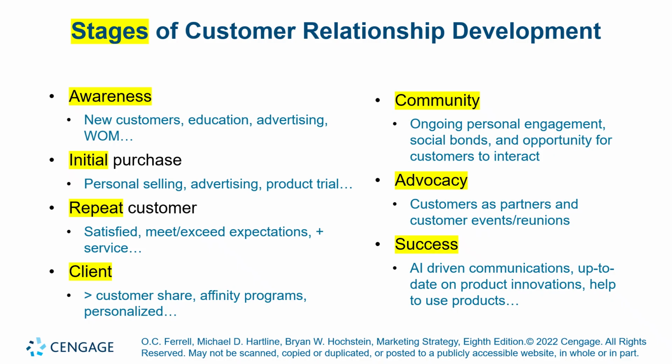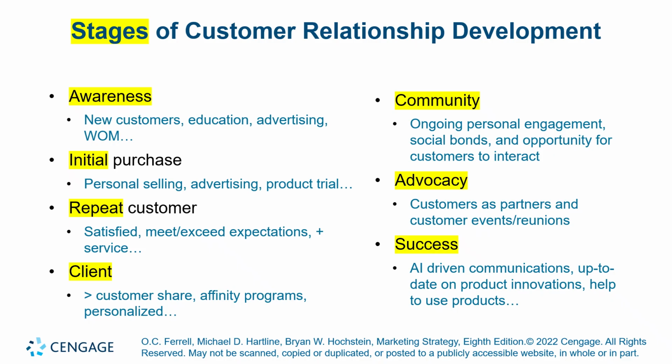Your client, you have part of your customer share. You develop affinity programs. You have personalized communications with them. It becomes like a client. The fourth stage, going further, you form a community. You have ongoing personal engagement, social bonds. We'll talk about that in just a minute, and opportunity for customers to interact. You form a community with your customers. That's the fifth stage. Right?